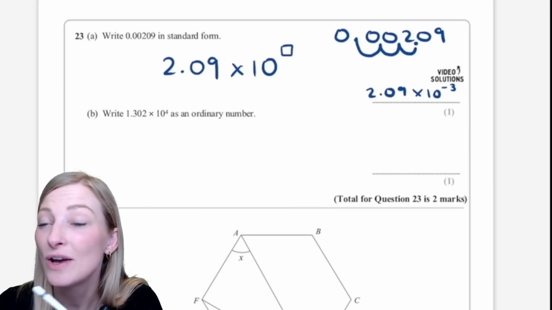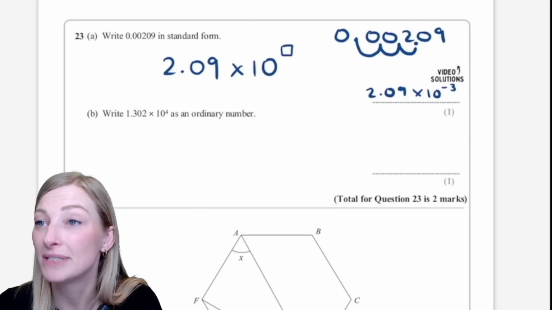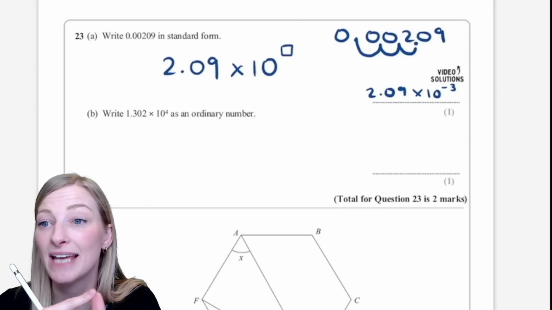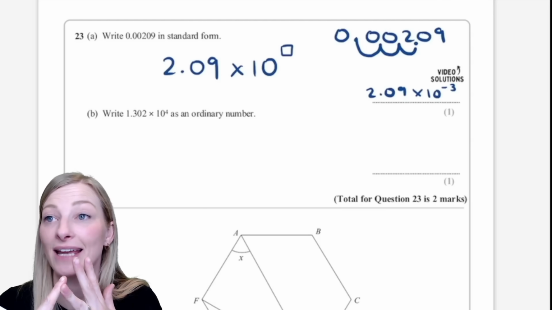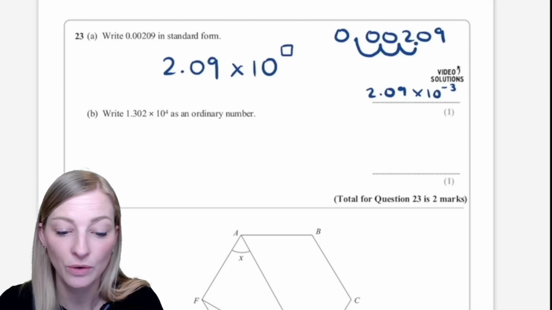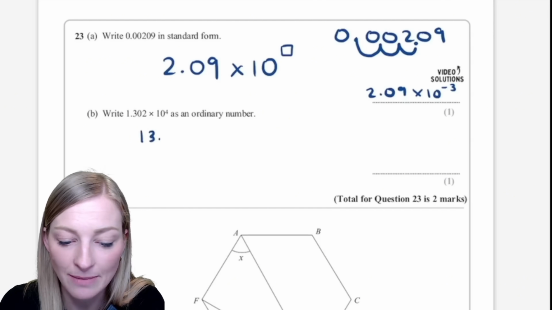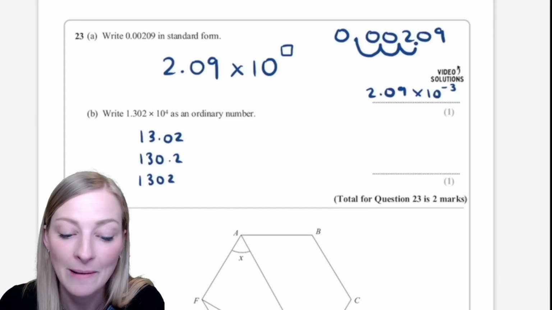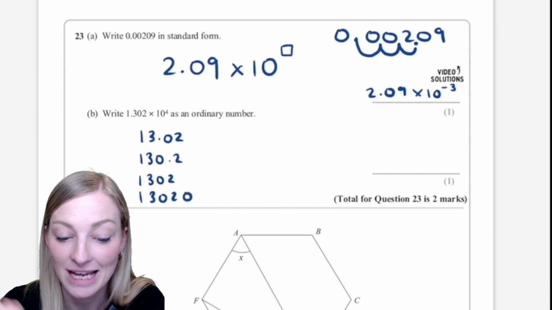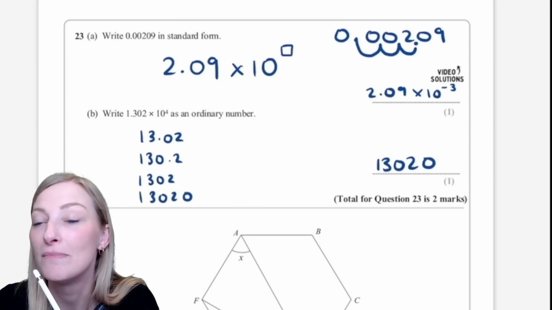For part B, we're asked to go the other way. We need to do 1.302 times 10 to the power of 4. So times it by 10 once, times it by 10 again, times it by 10 again, and times it by 10 again. So first it's going to be 13.02, then it's going to be 130.2, then it's going to be 1,302, and then it's going to be 13,020. 13020 for the mark there.